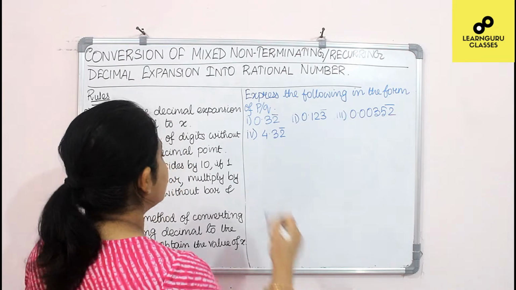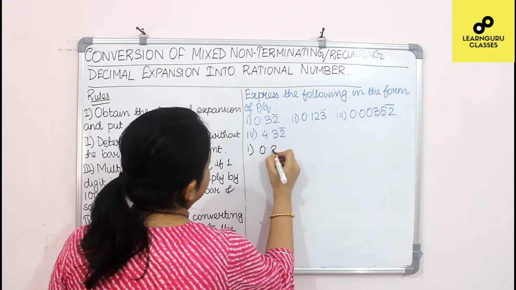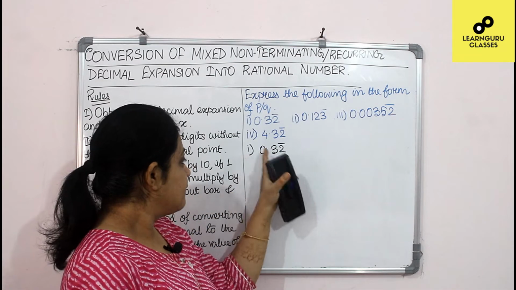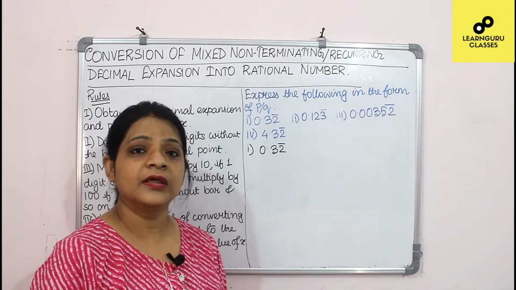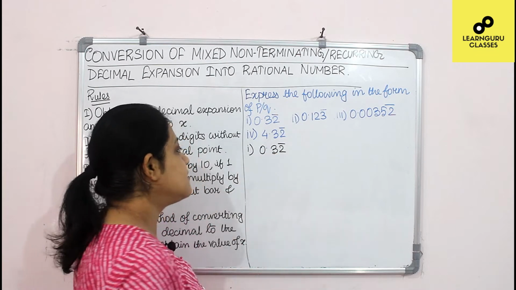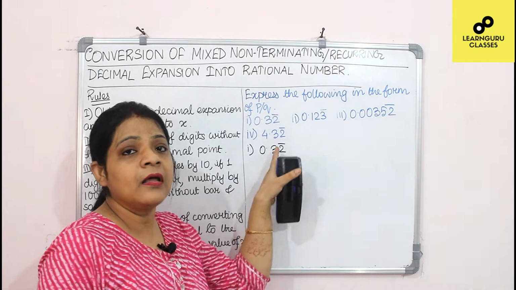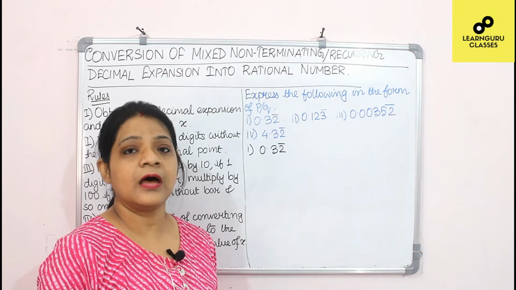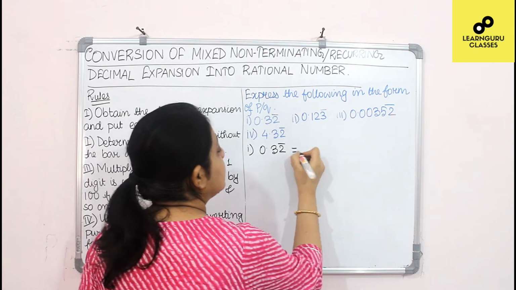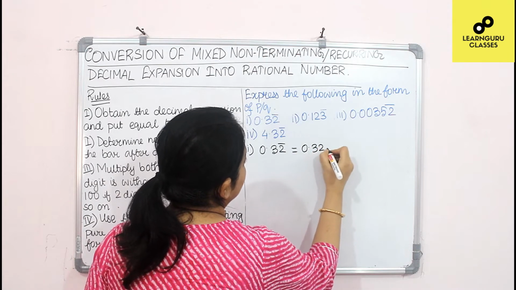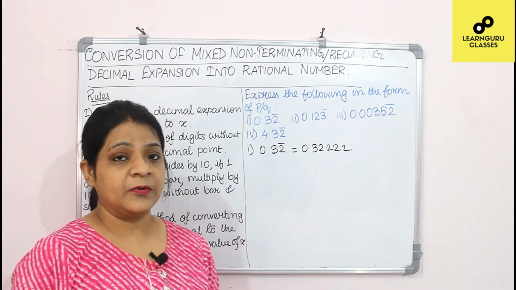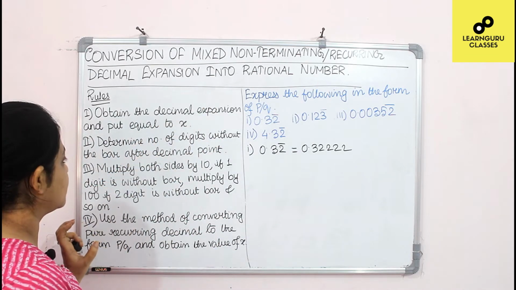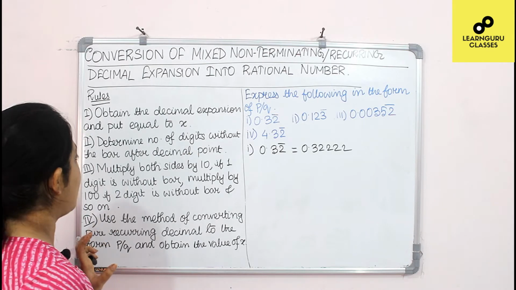So the first question is 0.32 bar. If you look at the decimal expansion carefully, you can see that after the decimal, 3 is without the bar and 2 is under the bar. What does that mean? It means that 0.3222 is being repeated several times. So the first step is to obtain the decimal expansion and put it equal to x.